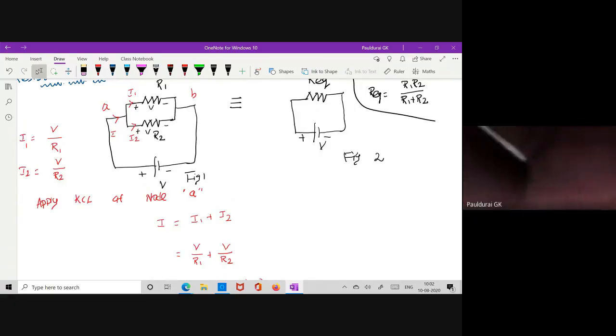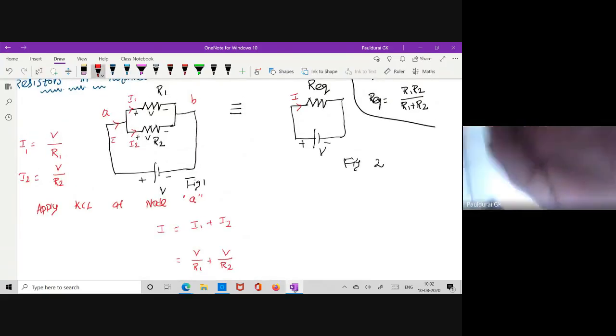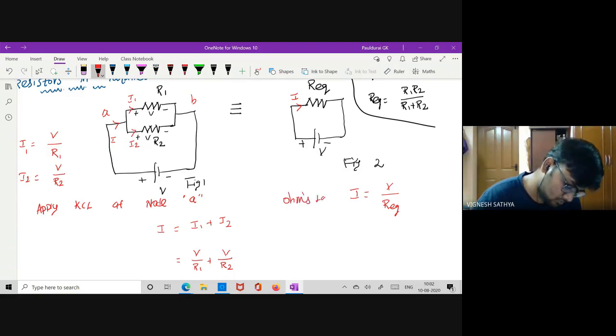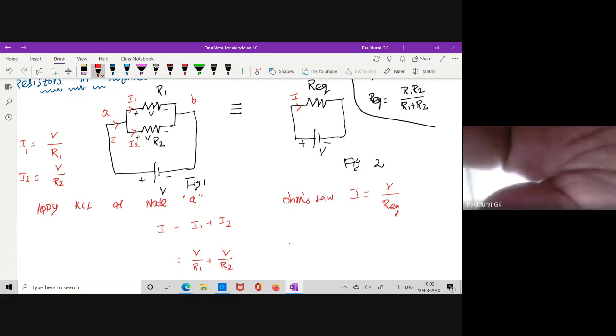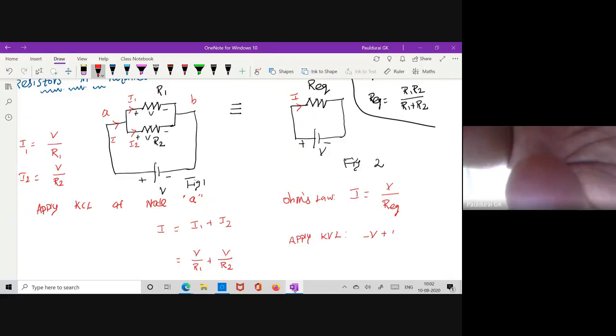Now figure 2, what will I find? Here it is I, right? Here I want to assume the direction clockwise. So as per Ohm's law, what is I? I equals V by R equivalent. This is from Ohm's law. Otherwise apply KVL. The same equation you will get, right? Apply KVL: minus V plus I times R equivalent equals 0. I'm looking for I, so I equals V by R equivalent. Take this as equation number 2.